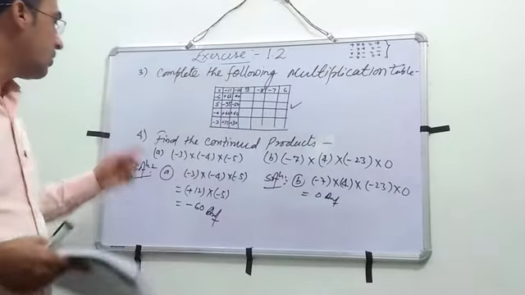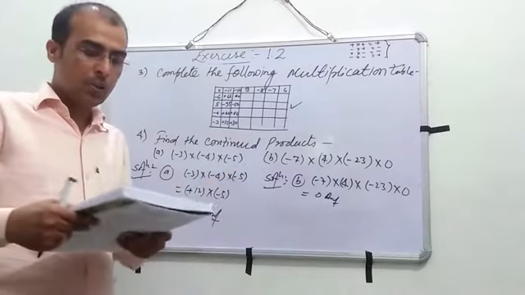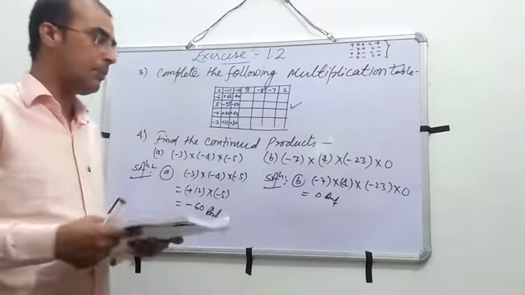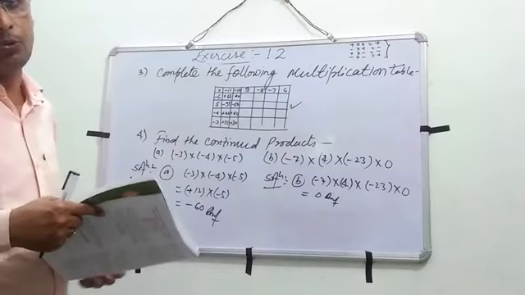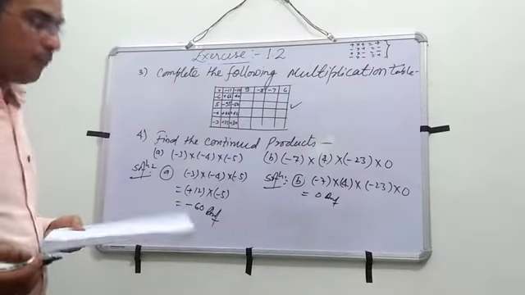This is question number 4. A and B, C and D also given like this. You can multiply, simply multiplication. You can find a continuous product. Now question number 5.